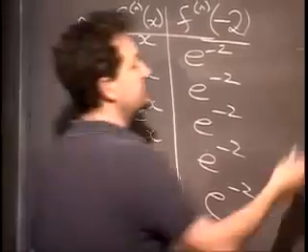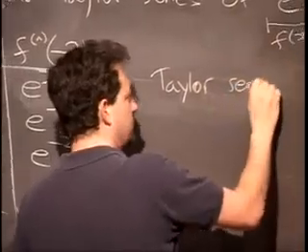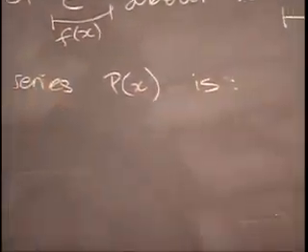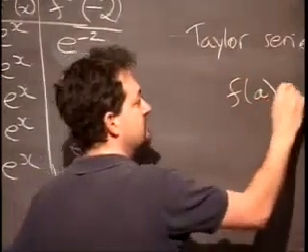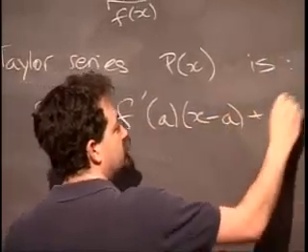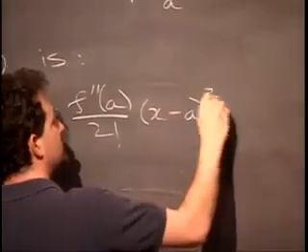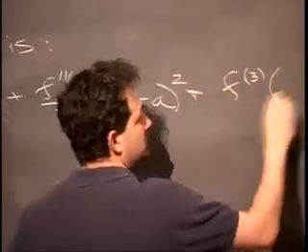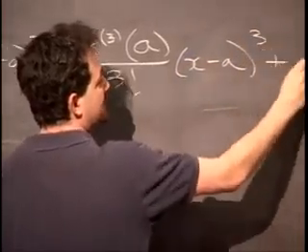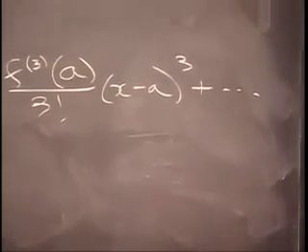So the Taylor series, I don't really have a name for it. Maybe I'll call it p of x, is f of a plus f prime of a, x minus a, plus f double prime of a over 2 factorial, x minus a squared, plus the third derivative. You get used to writing this out, I tell you. And because it's the Taylor series, it never stops. I don't know how far out to go. I'm just going out to 3.